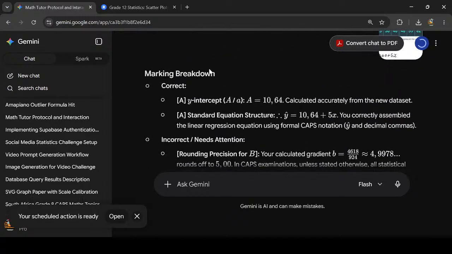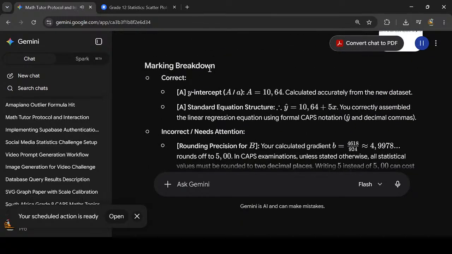Guys, this song is fine. Just comment, guys. Marking this song is breakdown. The intercept A equals 10,64. Calculated accurately from the new dataset. Standard equation structure. Therefore, hat Y equals 10,64 plus 5x. You correctly assembled the linear regression equation using formal CAPS notation, hat Y, and decimal commas.